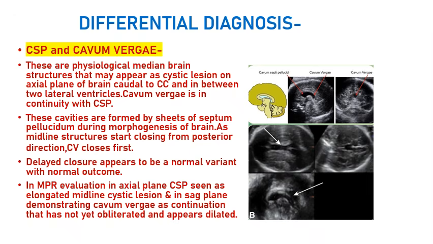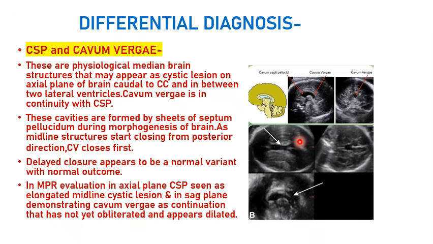Now for CSP and Cavum Vergae. These are physiological median brain structures that may appear as cystic lesions on the axial plane of the brain, caudal to the corpus callosum and between the two lateral ventricles. Cavum Vergae is in continuity with the CSP. These cavities are formed by sheets of septum pellucidum during morphogenesis of the brain.